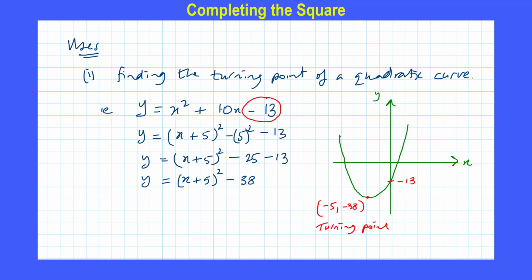And if you look where the numbers have come from, the negative 38 comes from there. And the negative 5, if you solve the bracket equal to 0, so x plus 5 equals 0, you get x equals negative 5. And that is the x value of the turning point.